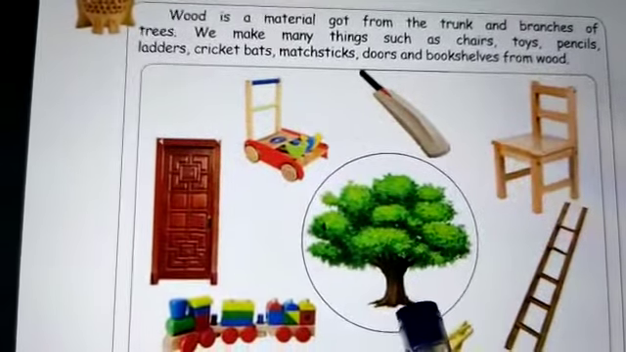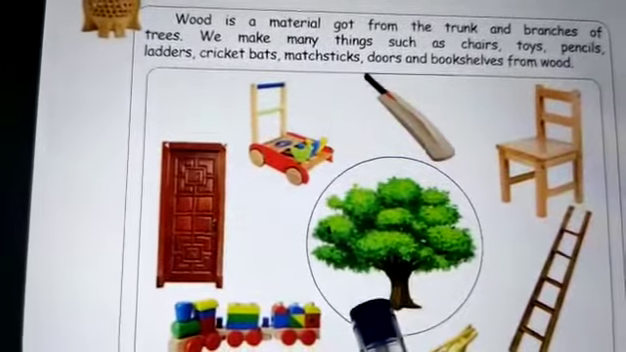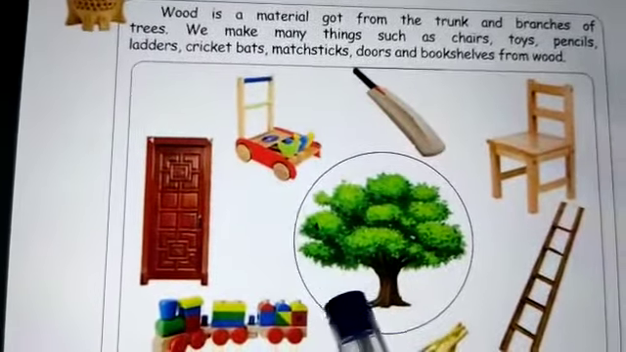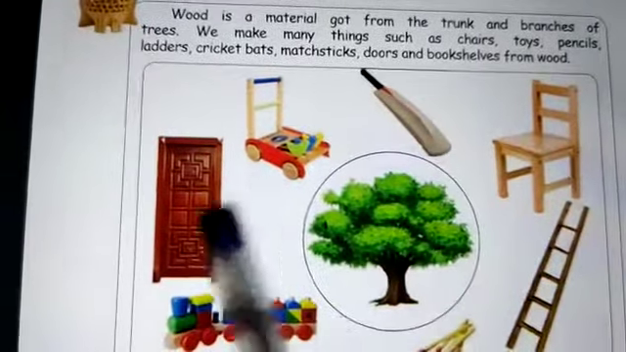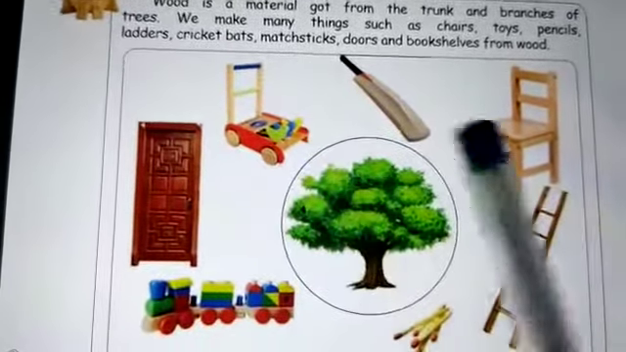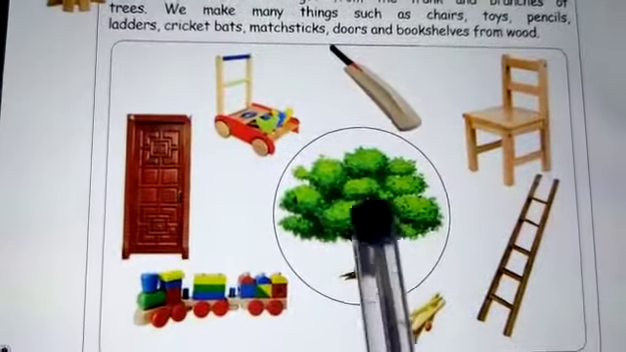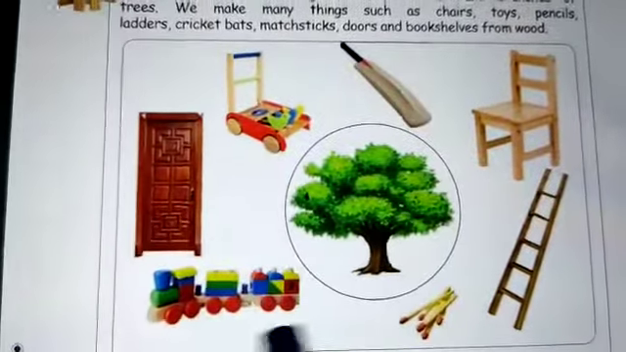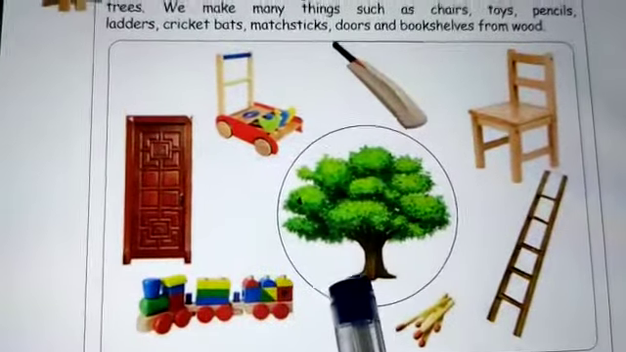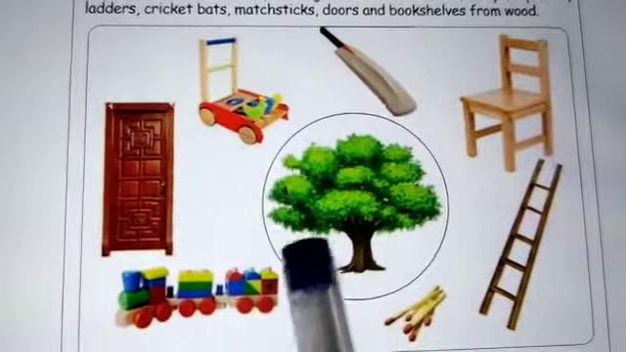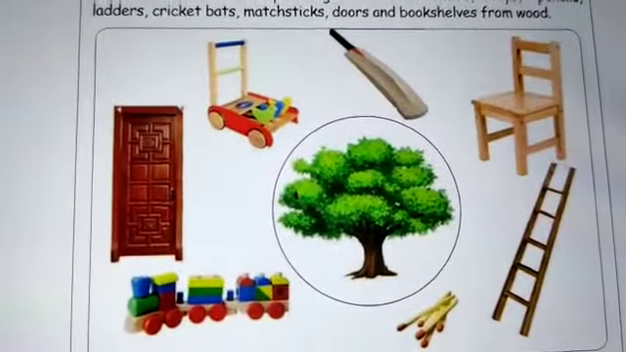See, this is a tree. This is its trunk, and the trunk and branches are wood. These trunks are used to make these things. As I said before, chair, doors, ladder, cricket bat, toys, all are made of wood. This is a matchstick. It is also made of wood. So wood is very useful in your daily life.